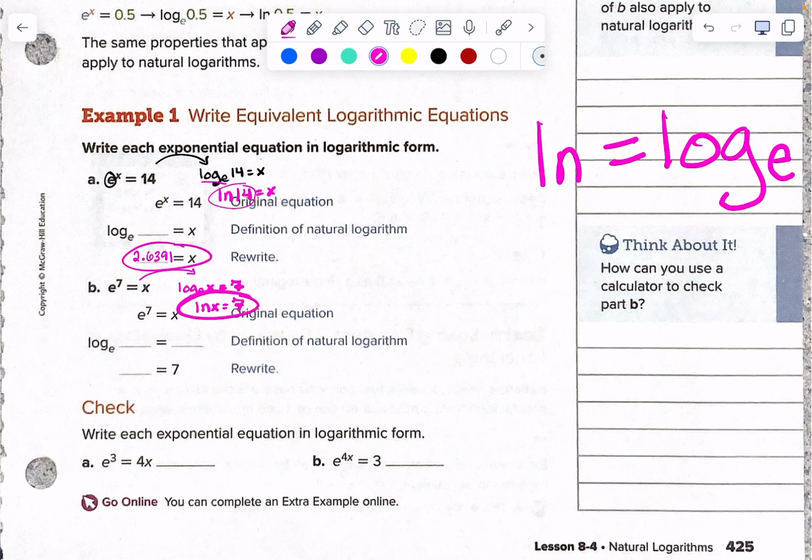Simon, are you writing this down? Put that away. Carson, are you writing this down? All right, ln equals log base E. There it is.